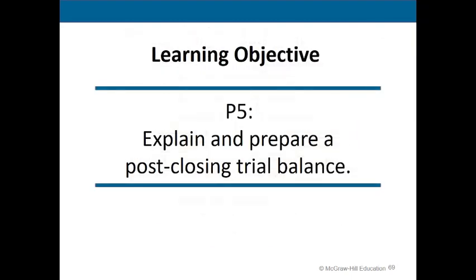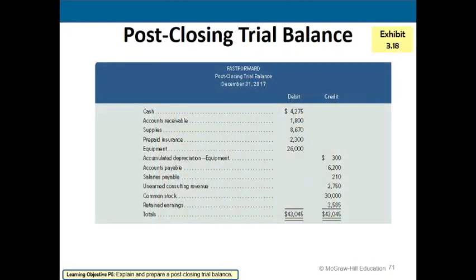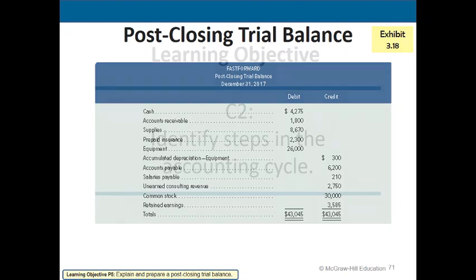After you've done this, you've got your post-closing trial balance that you need to run, which is going to list all of your permanent accounts. You're doing this again to make sure your debit balances equal your credit balances. And in this case, they do, so you're good to go.